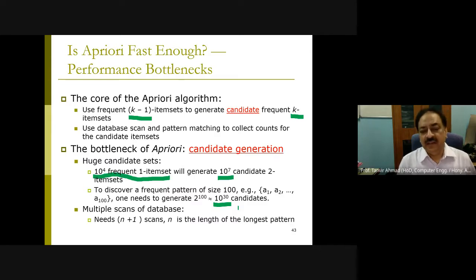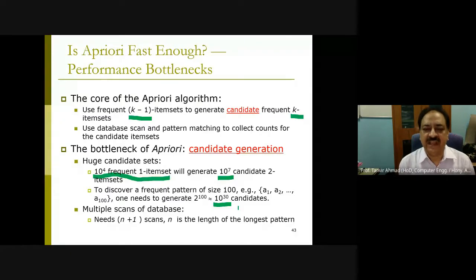And you know that you require multiple scans of the database. Therefore, you require n+1 scans to generate the longest pattern. For example, I want to generate, say, L10. I have to do 11 scans. Why? Because for 10 you want to generate L10, and in the first scan you generate the frequent one item sets. Therefore, if you want to generate the longest pattern of length n, you require n+1 scans.